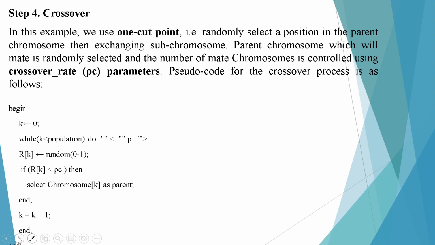Okay, then after the selection of the parents, we're going to do the crossover. In this example, we use one cut point, where we randomly select a position in the parent chromosome, then exchange the subchromosomes. The parent chromosomes which will mate are randomly selected, and the number of mated chromosomes is controlled using the crossover rate parameter. The pseudocode for the crossover process is as follows. While k is less than the population size, we do the following.